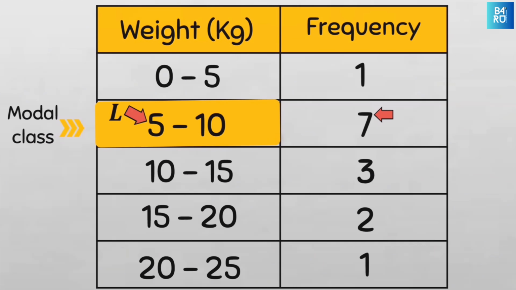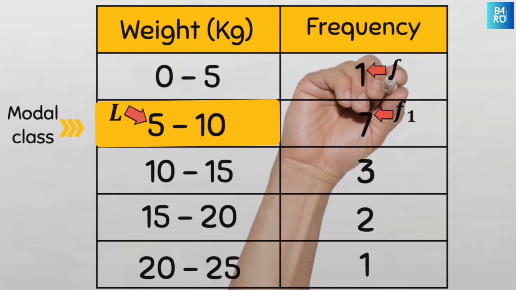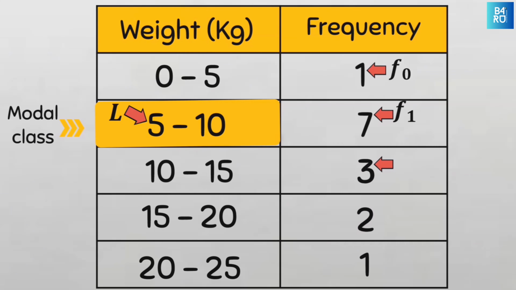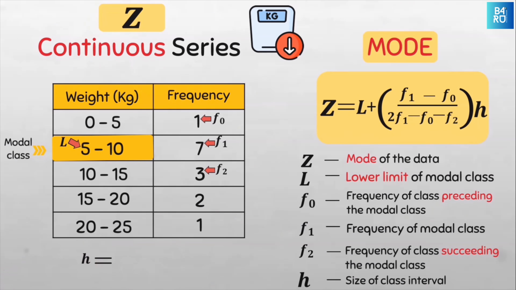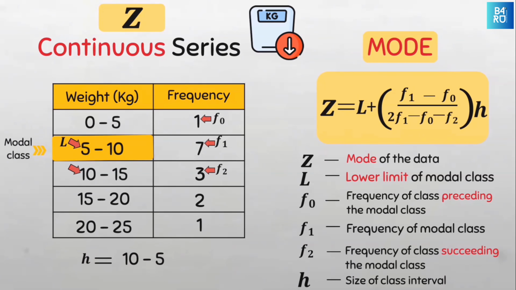The frequency of the modal class, F sub 1, is the highest frequency, and we already know that to be 7. The frequency of the class preceding the modal class, F sub 0, is 1, and the frequency of the class succeeding the modal class, F sub 2, is 3. And the size of the class interval, H, is... So if we're using the modal class, the lower limit of the next class minus the lower limit of this class will give us the size of the class interval. That will be 10 minus 5 equals 5.